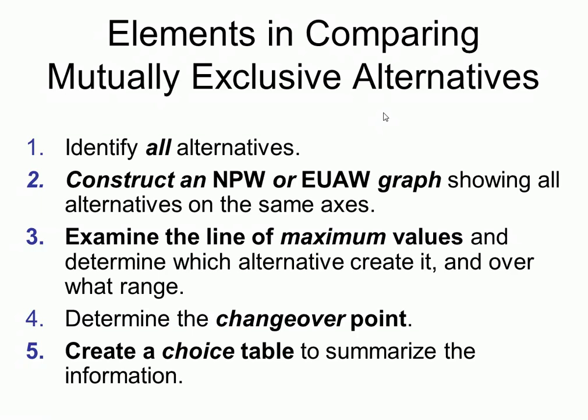And finally, we can create a choice table to summarize information. And that's what we had before, those decision rules, or a choice table, where our selection would depend on the minimum attractive rate of return. So again, these are the 5 key steps in comparing mutually exclusive alternatives.